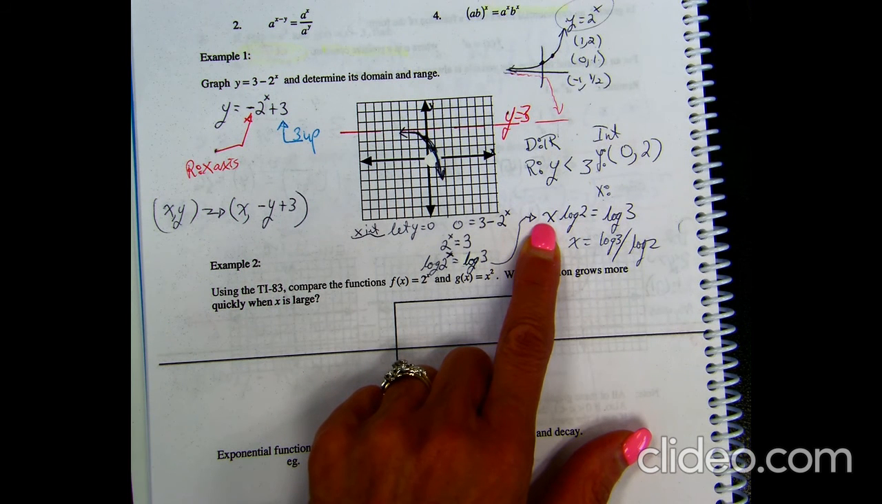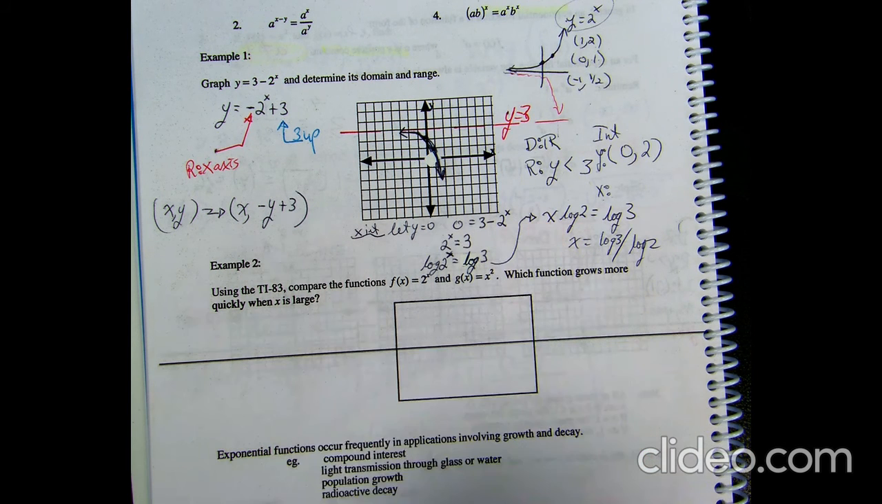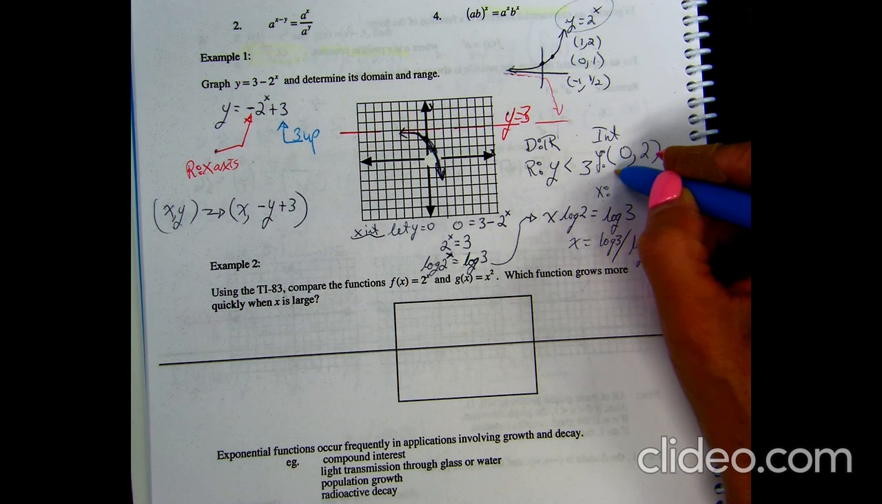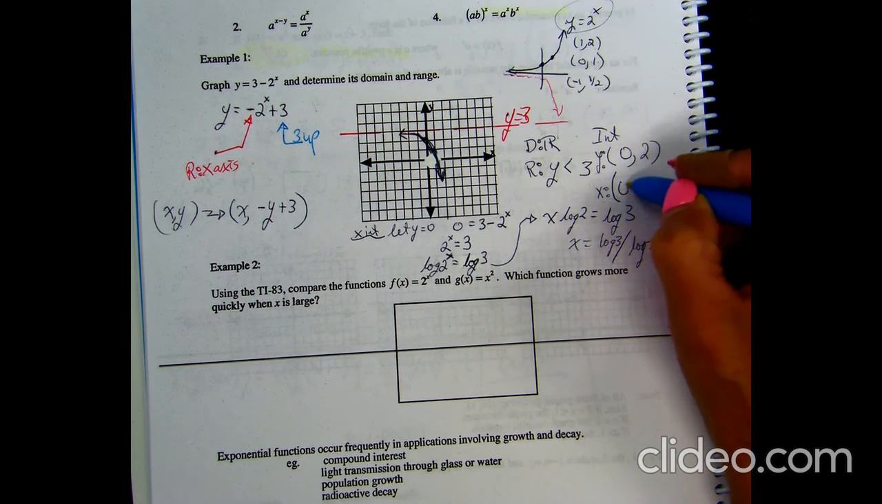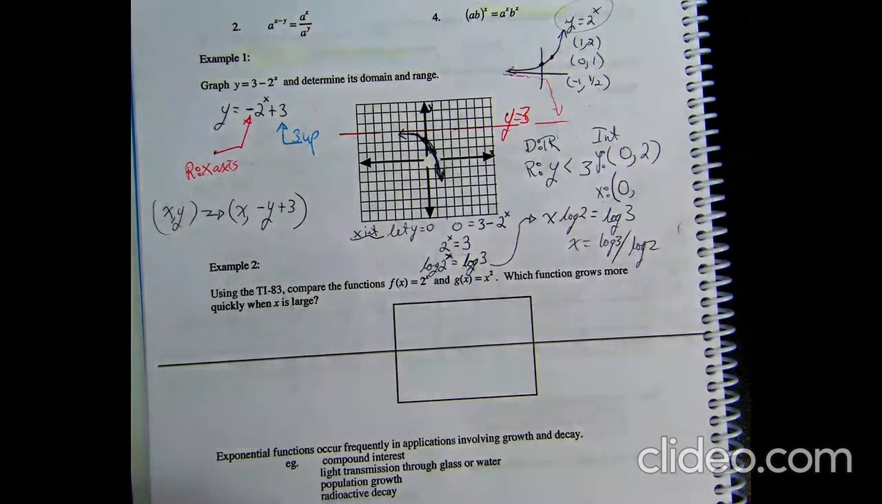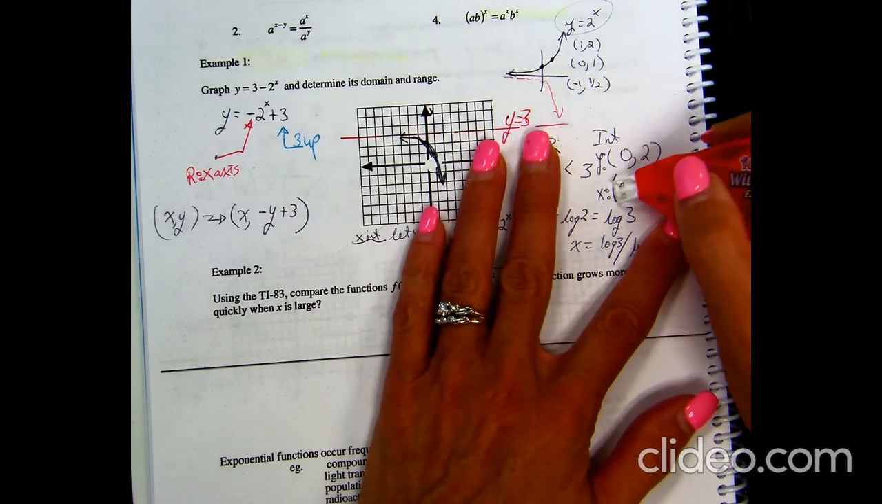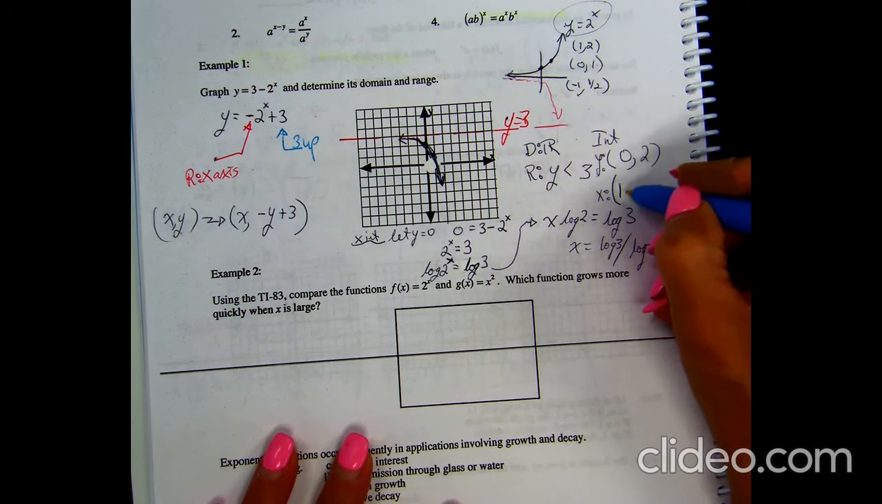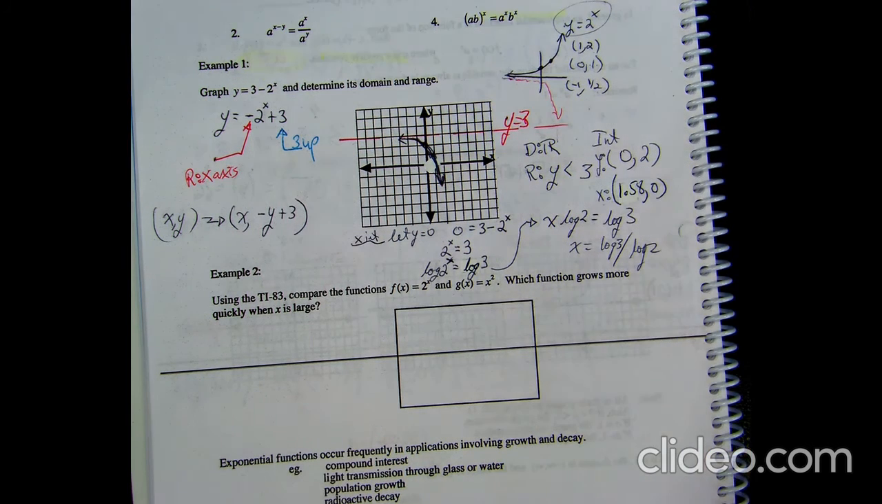As in, to what power do I raise 2 in order to get 3? And that's a calculator question. You can plug that in and tell me what you get. 2 decimal places. It should be 1 point something. 1.58. Okay, so x is 1.58 when y is 0.